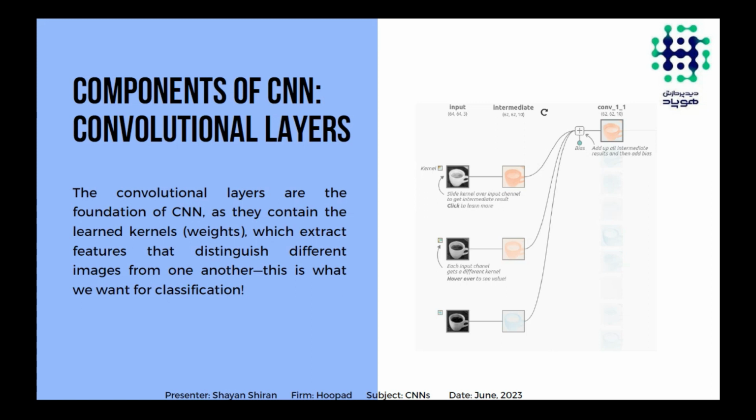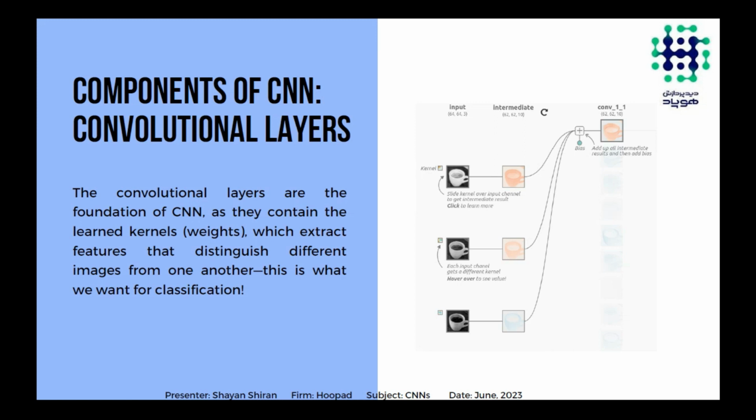And then we have the convolutional layers. The convolutional layers are the foundation of a CNN, as they contain the learned kernels, or weights, we can say. They are the ones that extract the features that distinguish different images from one another. And this is actually what we want for classification. As you can see here in the picture, we have some kernels. Each channel has a unique kernel for itself.